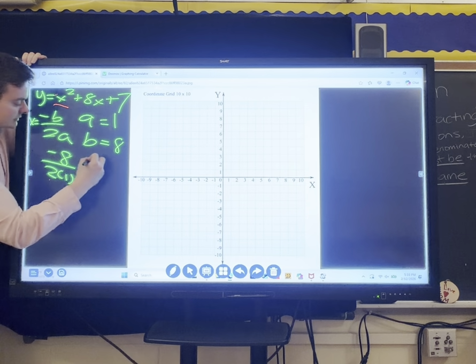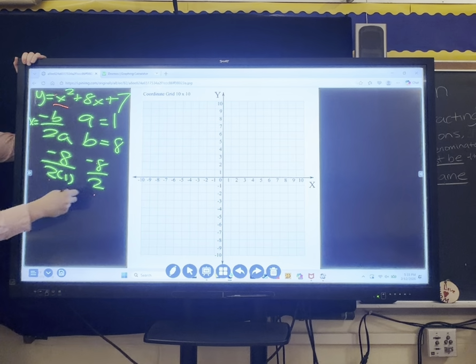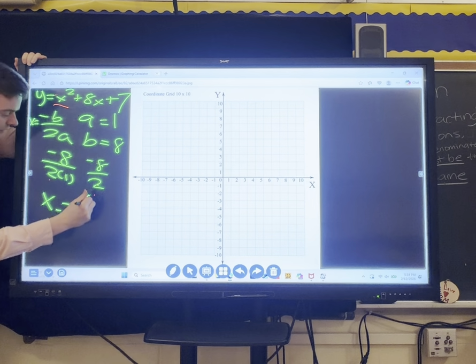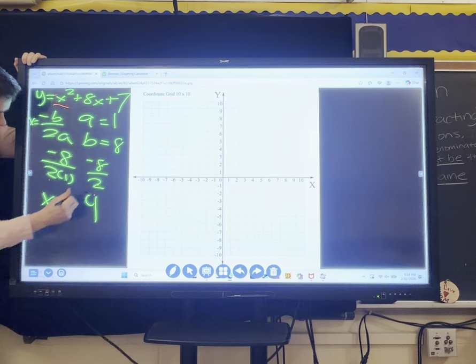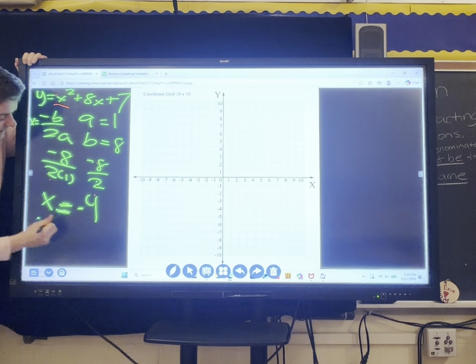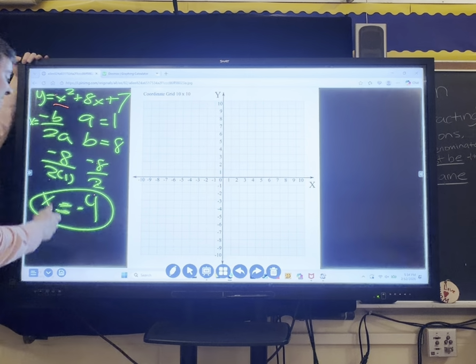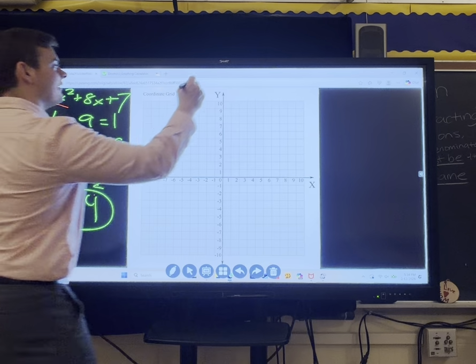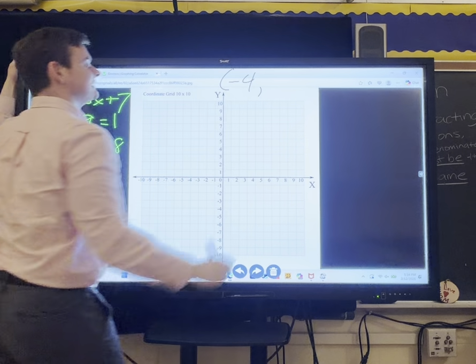2 times 1, that's just 2. Negative 8 divided by 2. 8 divided by 2 is 4, but one negative, one positive makes it negative. So I know my x coordinate of the vertex is negative 4.